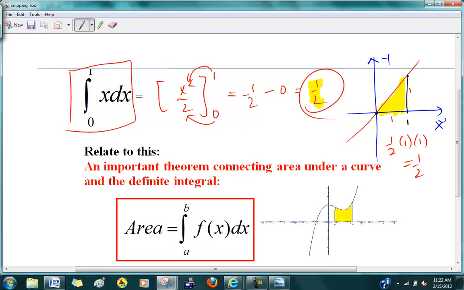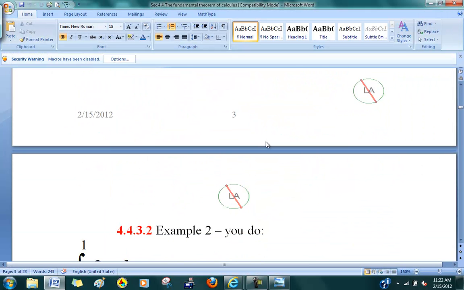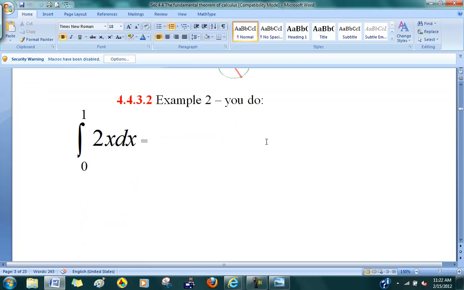We have seen this diagram before, and essentially what it's saying is that this area that you see in yellow is given by this definite integral. One more time to emphasize, the area underneath the curve is the integral between the two limits that are given to you. All right, so that is really the FTC.